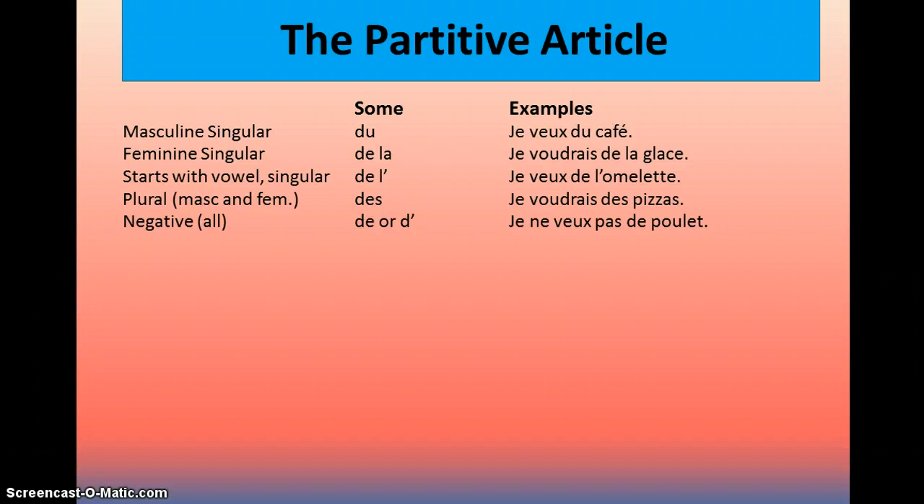Okay, plural. This means if you want some of like a whole thing, like in this example, some pizza, or some grapes, or some apples. It's des, D-E-S. Je voudrais des pizza. And if you're talking about the negative, you don't want any of something, okay, then it's either de or d apostrophe. So I don't want any chicken. Je ne veux pas de poule. Okay, so just think if you're saying you don't want something or you don't have any of something, then instead of worrying about what form you're going to use, it's just going to be de or d apostrophe if it comes before a vowel.